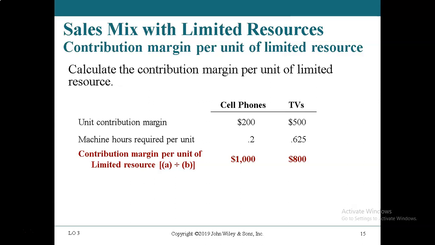It's like saying, how much do you make per hour, right? So cell phones make you $1,000 per hour. TVs only make you $800 per hour. So if you could only make one product, which one would be better to make if you had limited resources like time? Probably cell phones would be the best to make.